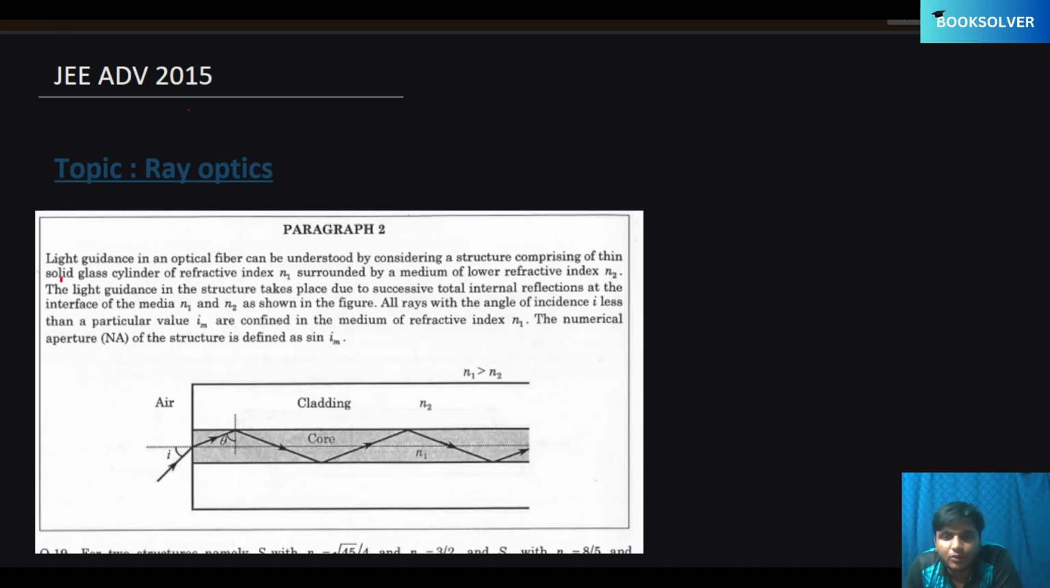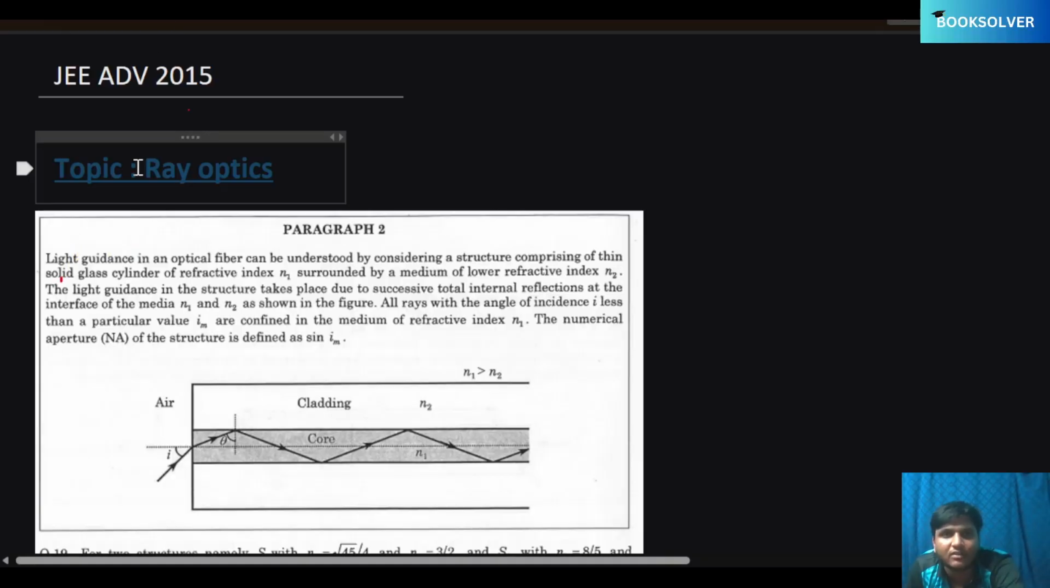Hello everyone. So today we are solving another question of JEE Advanced 2015. This is on the topic of ray optics. This was a paragraph type of question, so this was quite lengthy to read, but I'm sure it won't be that long to solve here. So let's read our question.